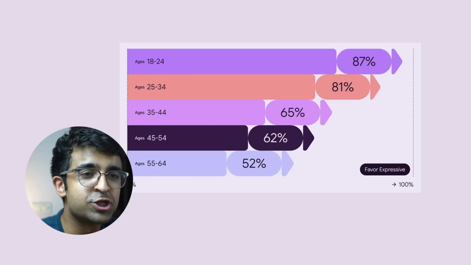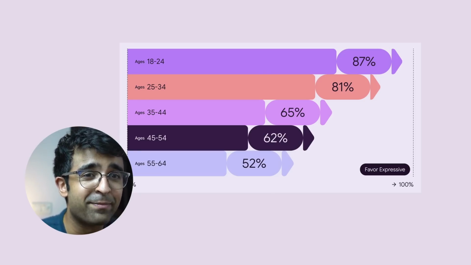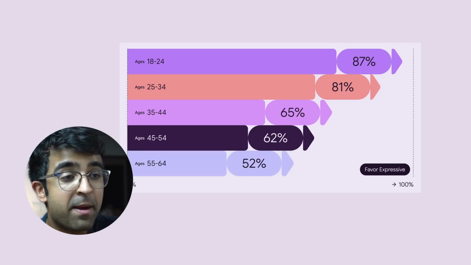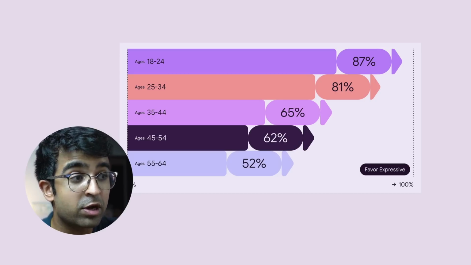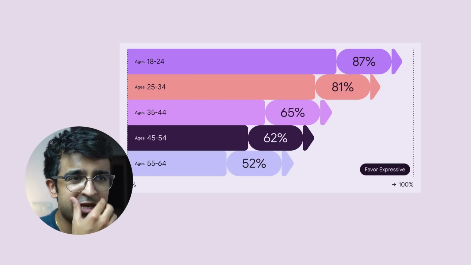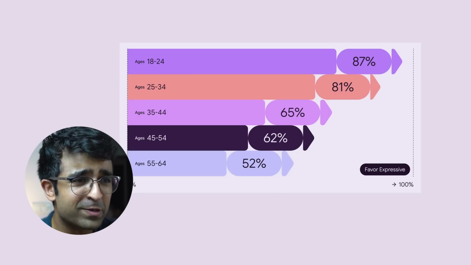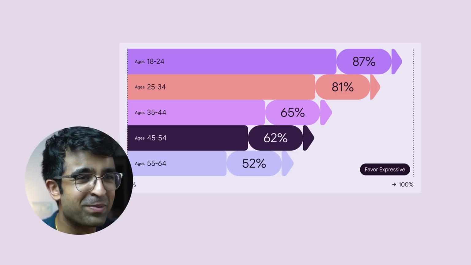People in there just before their mid-age are 65% expressive or favor expressive designs. People who are in the older category, I mean 45 to 64, are much less expressive with the designs, or favor expressive design less is what they mean, of course, here. So, once again, interesting chart. Maybe we can use this for our designs. Who knows? Let's see how people are going to implement this.